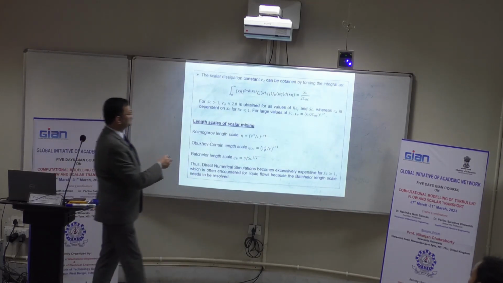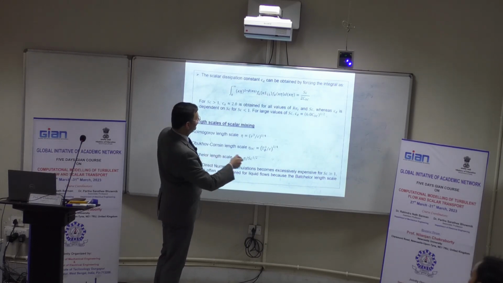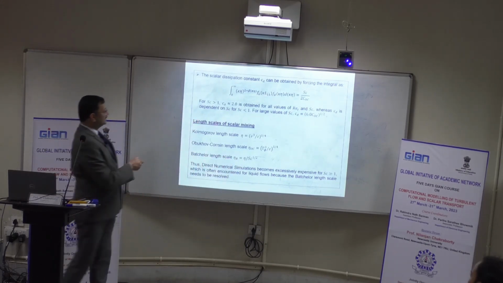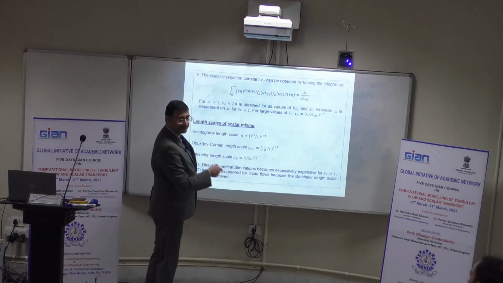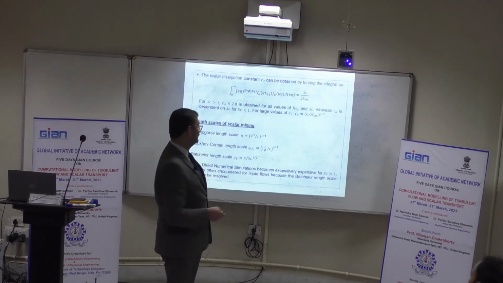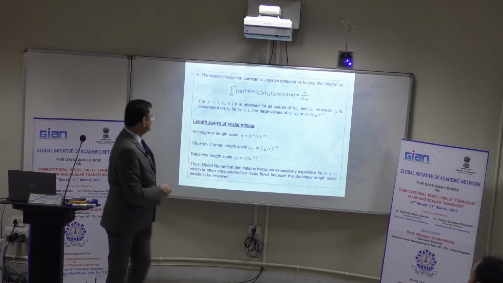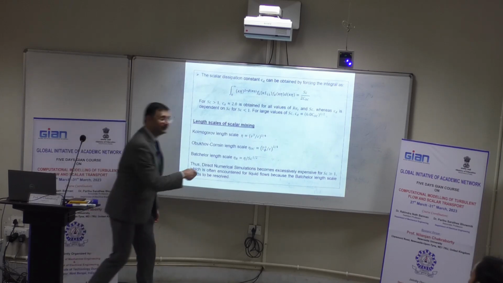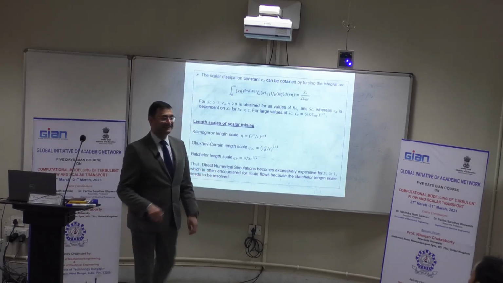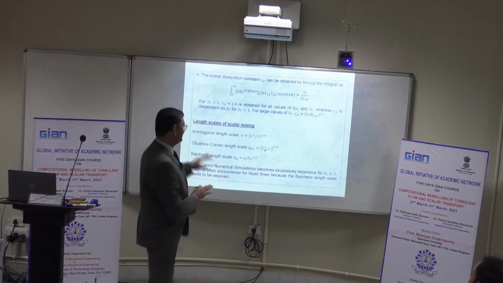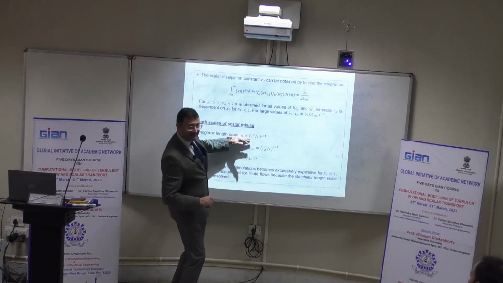The scalar dissipation constant CD can also be evaluated in this manner. These are the things which we already talked about, so I'm not essentially reiterating that. You have already seen. These are the different length scales. Obviously, we talked about Kolmogorov length scale several times by now, so I'm not spending any time in telling what the physical significance of that.